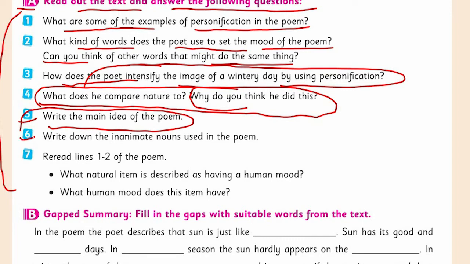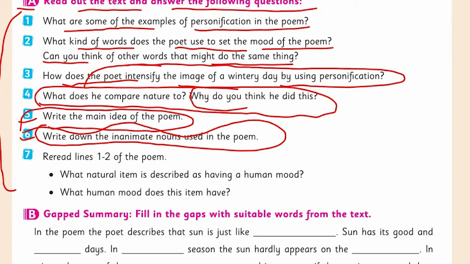Look at the 6th, write down the inanimate nouns, this is very easy. You can find easily the inanimate nouns from the poem. The inanimate nouns are non-living things. Look at the 7th one. Read lines 1, 2 of the poem.